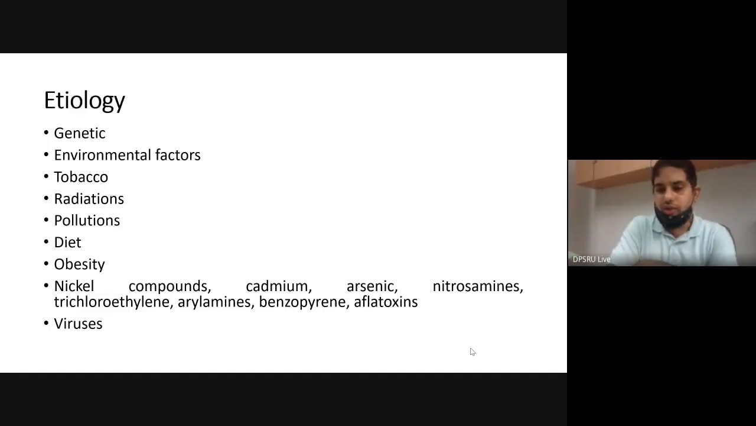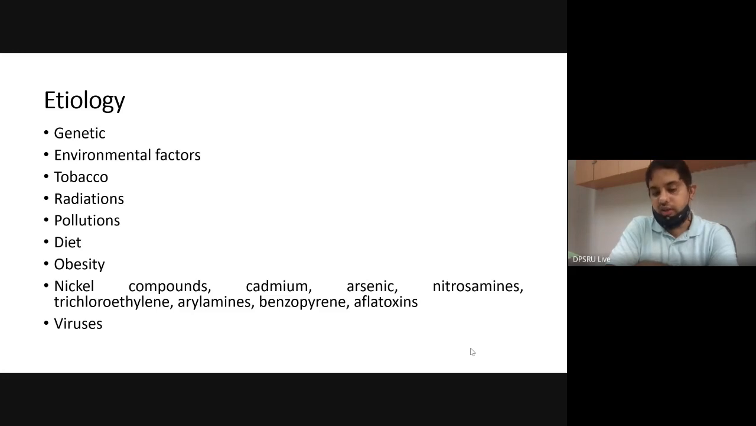Arsenic is particularly contaminating the groundwaters, and when you do a survey you will find that in India, in West Bengal regions, the groundwater is contaminated with arsenic, and there is a high incidence of cancer. Nitrosamine, trichloroethylene, ethylamine, benzopyrene, aflatoxins, pesticides: excessive use of pesticides results in the development of cancer.